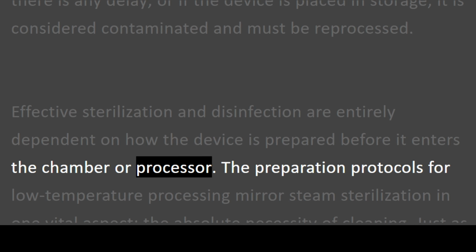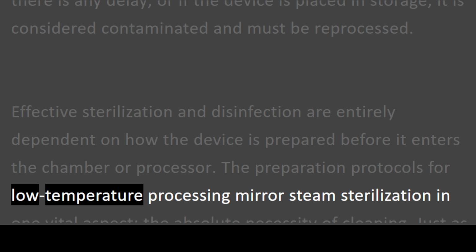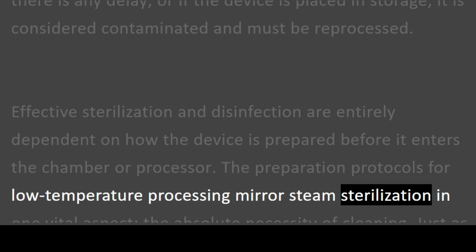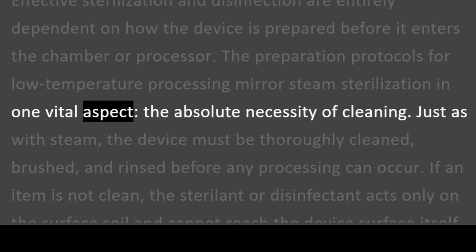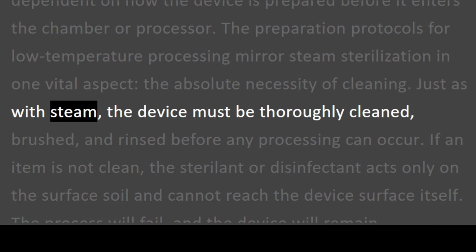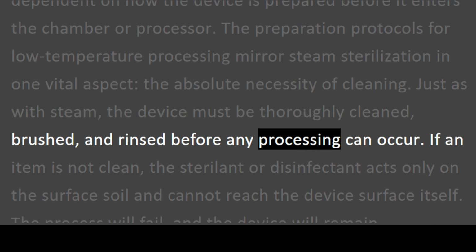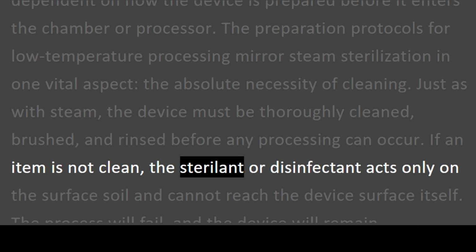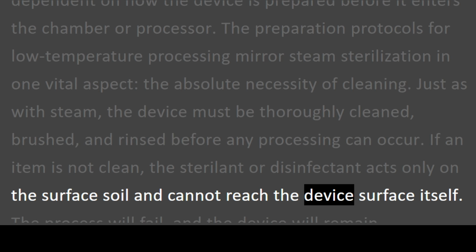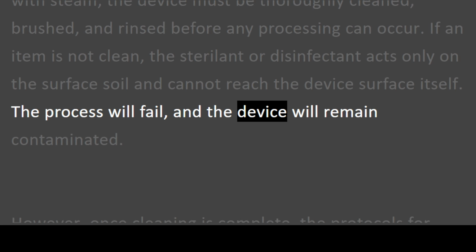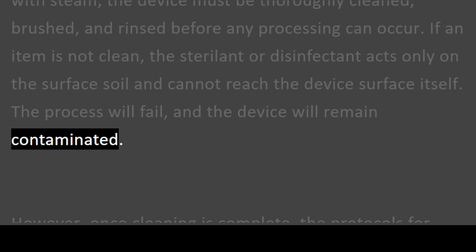Effective sterilization and disinfection are entirely dependent on how the device is prepared before it enters the chamber or processor. The preparation protocols for low-temperature processing mirror steam sterilization in one vital aspect: the absolute necessity of cleaning. Just as with steam, the device must be thoroughly cleaned, brushed, and rinsed before any processing can occur. If an item is not clean, the sterilant or disinfectant acts only on the surface soil and cannot reach the device surface itself. The process will fail, and the device will remain contaminated.